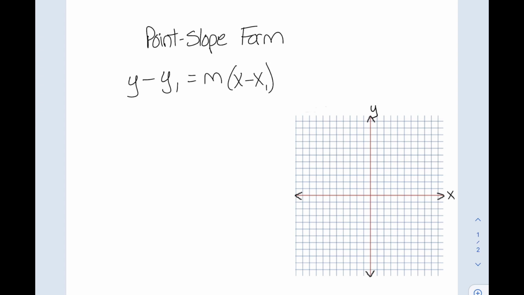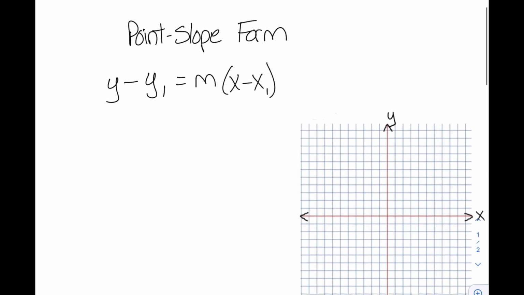Let's talk about point-slope form. First of all, we have to recognize what's in the equation. y minus y1 equals m times the whole quantity of x minus x1. So let's talk about what this means. The x and the y that don't have the little sub numbers 1 stay in the equation, and they represent all the x and y's that are in the linear equation.